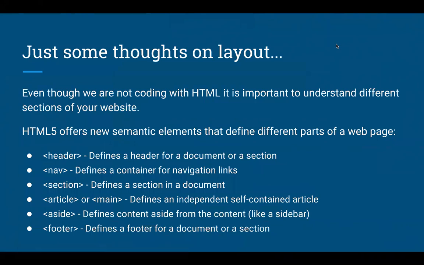A typical web page has these five elements on it: a header, which defines a header section; the navigation; a section, which defines a section in a document, or the article or main area; a sidebar, the aside; and a footer. So when you are designing in Muse, you want to think about at least the header, the nav, the main, and the footer. Those should be the ones that you really think of.